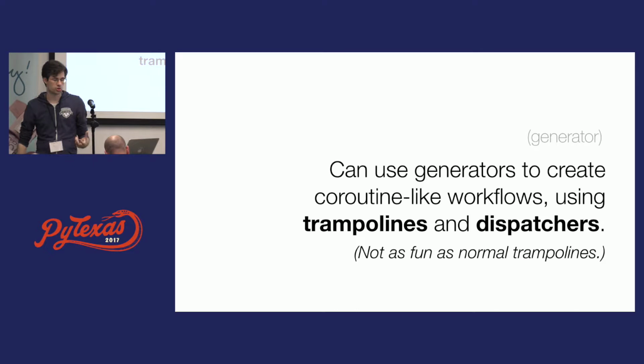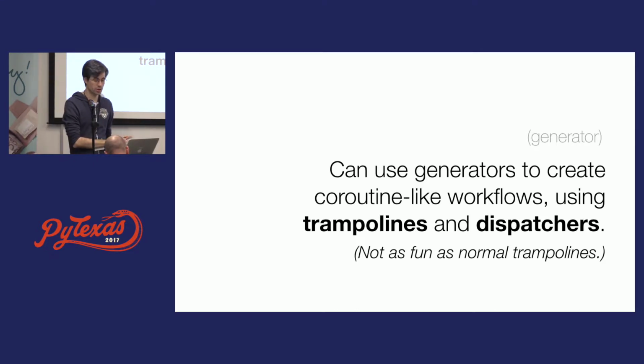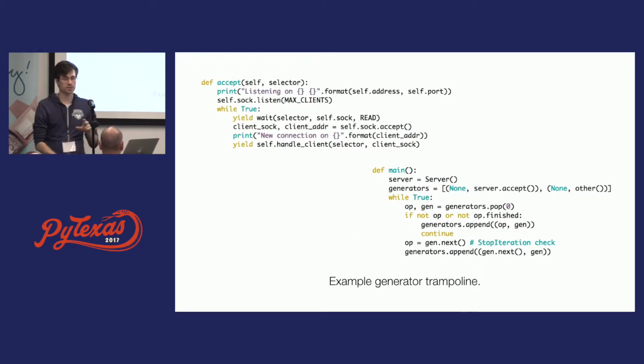So you can use just pure generators that they launched to create coroutine-like workflows, and lots of folks did, but you're going to need trampolines, you're going to need different dispatch tools. And so I can show you a slight version of the server that I showed you before. What happens when we start putting generators in there?